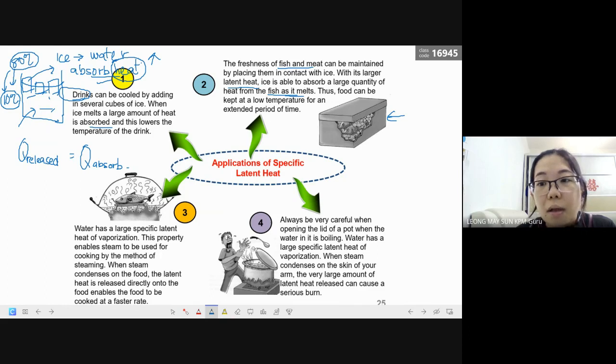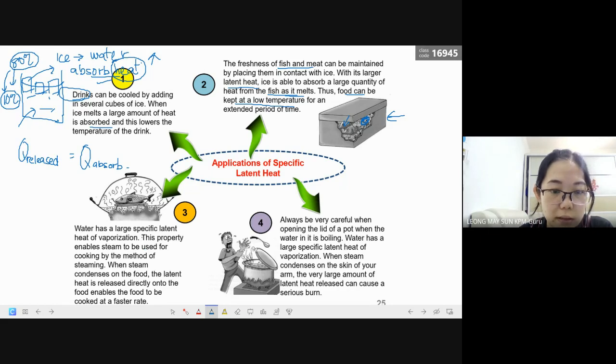So the heat energy from the meat or the fish is released and absorbed by the ice. So that's why the food can be kept at a low temperature for an extended period of time. Again, the ice absorbs the latent heat to change from ice to water, but the heat that is absorbed is released from the fish itself. The temperature of the fish is normally higher. Now, what happens in steaming?